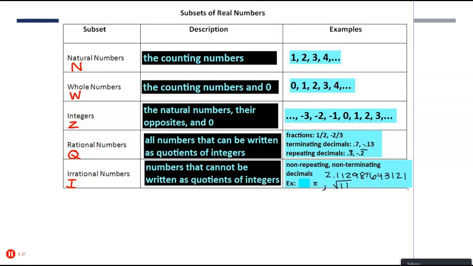All right, that leads us into some new vocab today. So we're going to talk about the real number system. And we classify numbers in many ways. One of the ways we classify them is by labeling them.